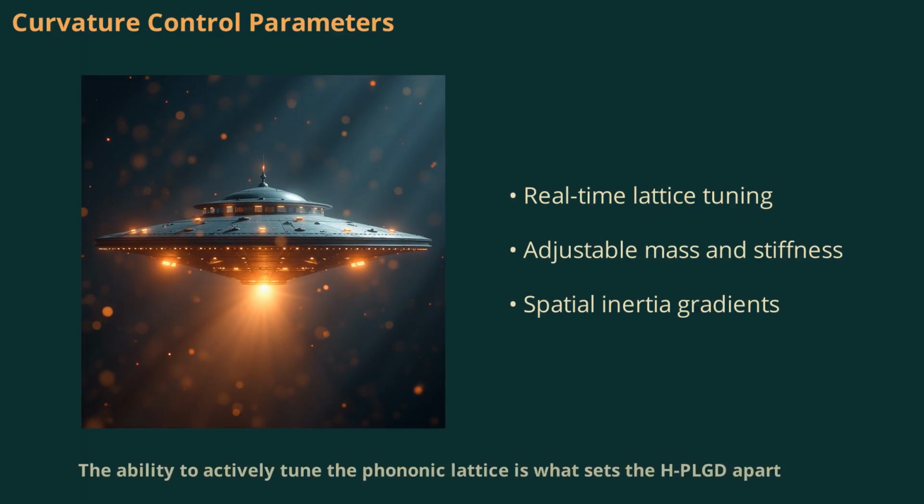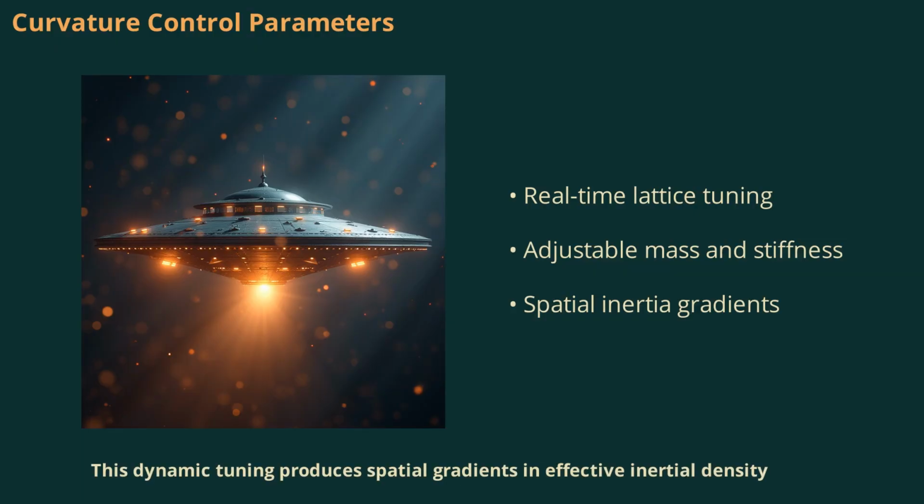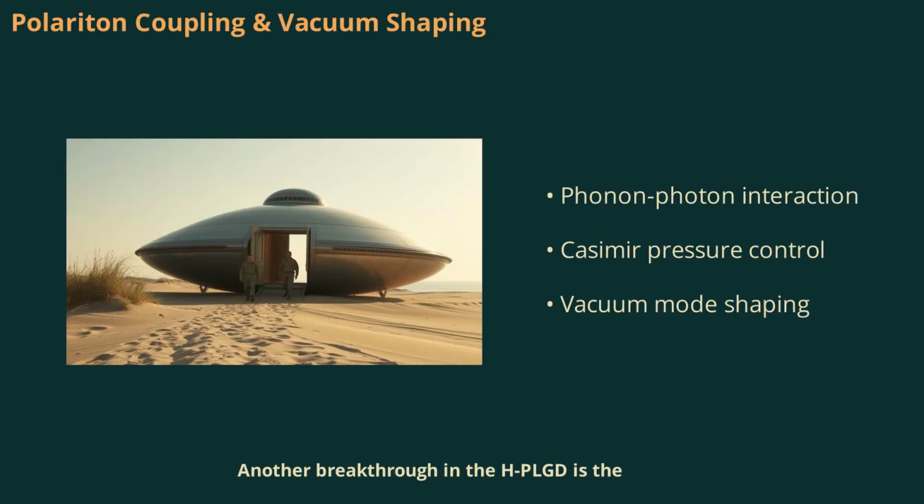The ability to actively tune the phononic lattice is what sets the H-PLGD apart. Control vectors adjust parameters like mass, stiffness, and lattice spacing in real time. This dynamic tuning produces spatial gradients in effective inertial density, allowing the craft to manipulate its own gravitational field. The result is a system that can generate lift, thrust, and even directional control by simply altering the internal structure of its materials.